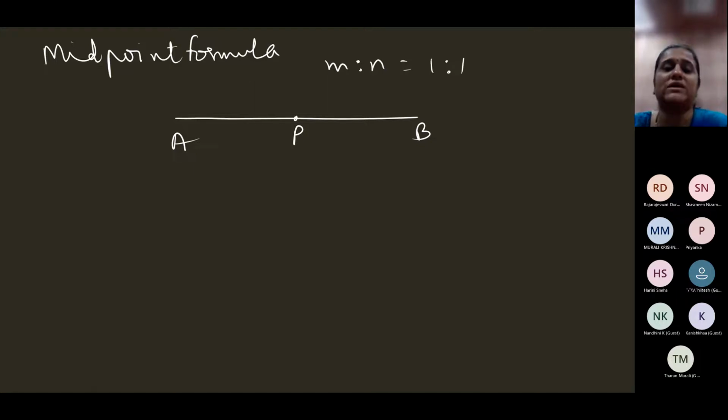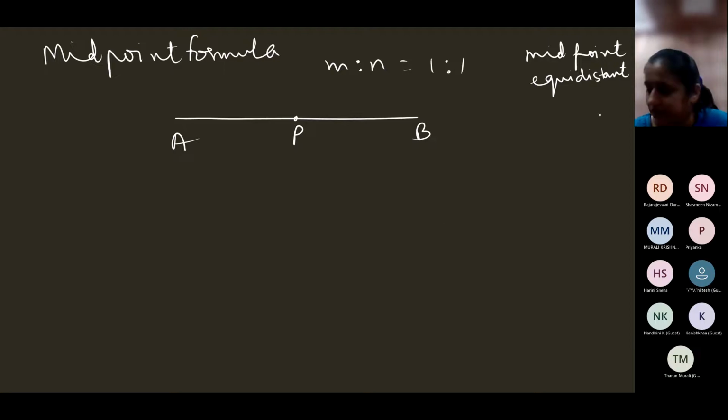P is the midpoint of AB. Now, I should tell you, children get confused with this term midpoint and equidistant. So I'll clarify this. Midpoint and equidistant are two different things. Equidistant is not the same as midpoint. Okay, let me tell you now.